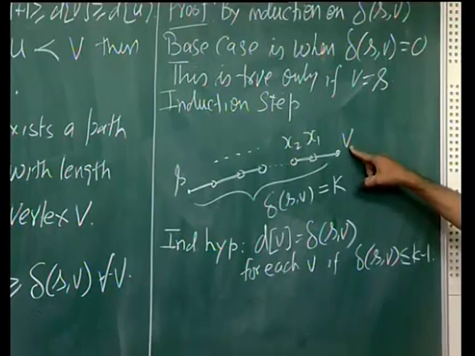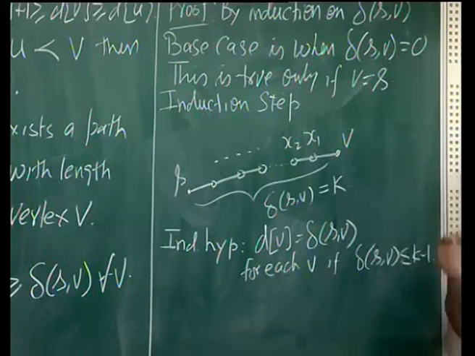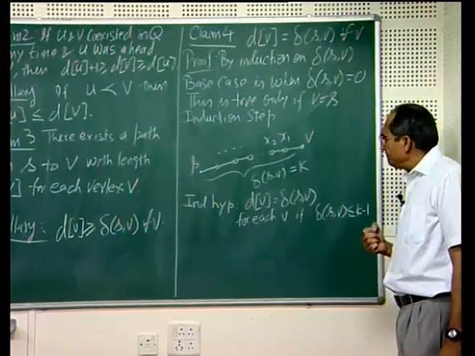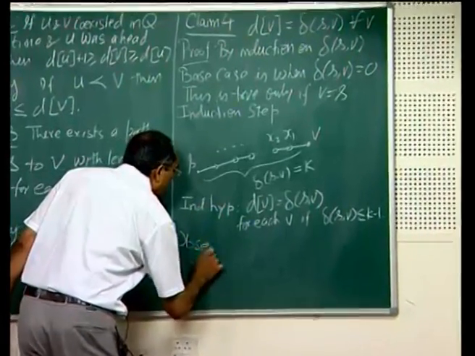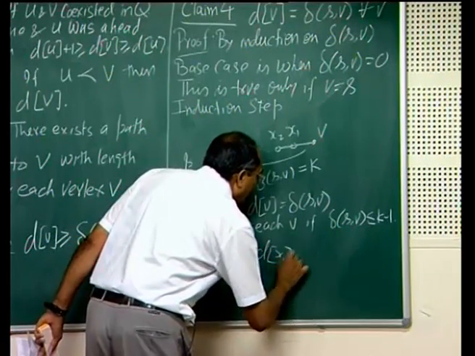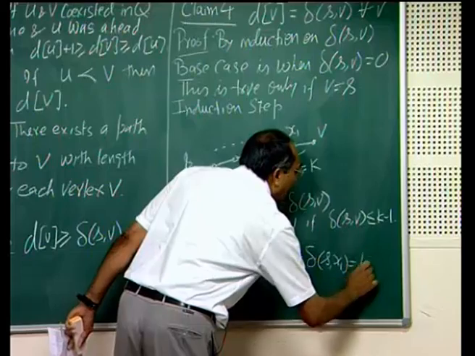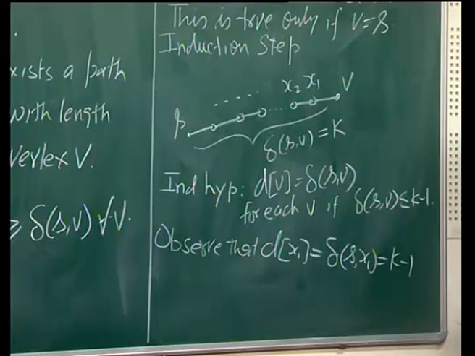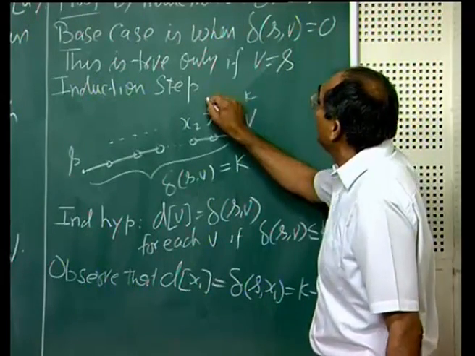And now I have a vertex which has delta SV value equal to K. So, we would like to prove that d of V is K, then we are done. So, how do I show that? Well, observe that the d value of x1, which has to be the delta value of Sx1, is K minus 1. This is the first vertex from this end on the path, namely x1. This is x1. This is K, this is K minus 1.